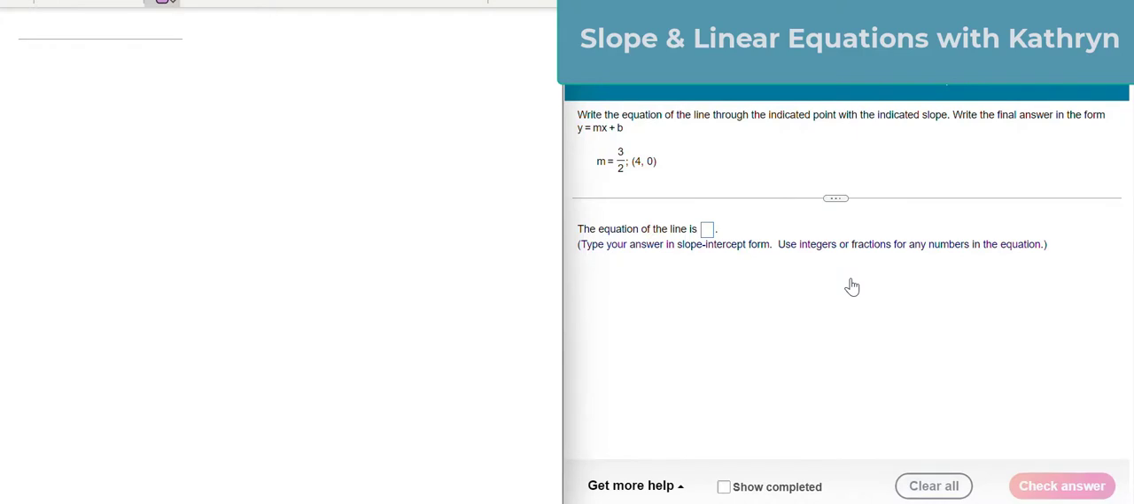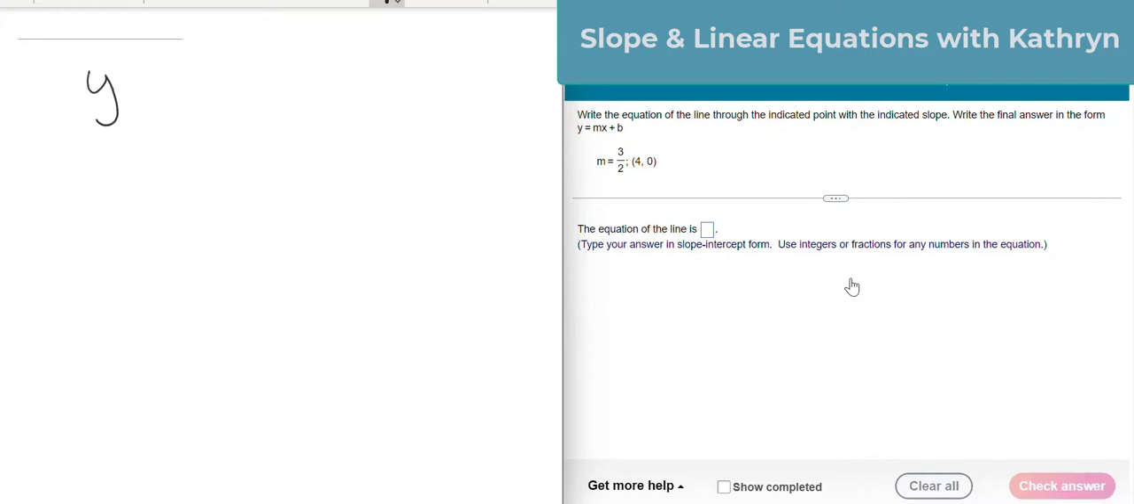Write the equation of the line through the indicated point with the indicated slope. Write the final answer in the form y equals mx plus b. They give us the slope is 3/2, and they give us an ordered pair 4, 0. Now 4, 0 is actually the x-intercept, so that's not our y-intercept, so don't get that confused.